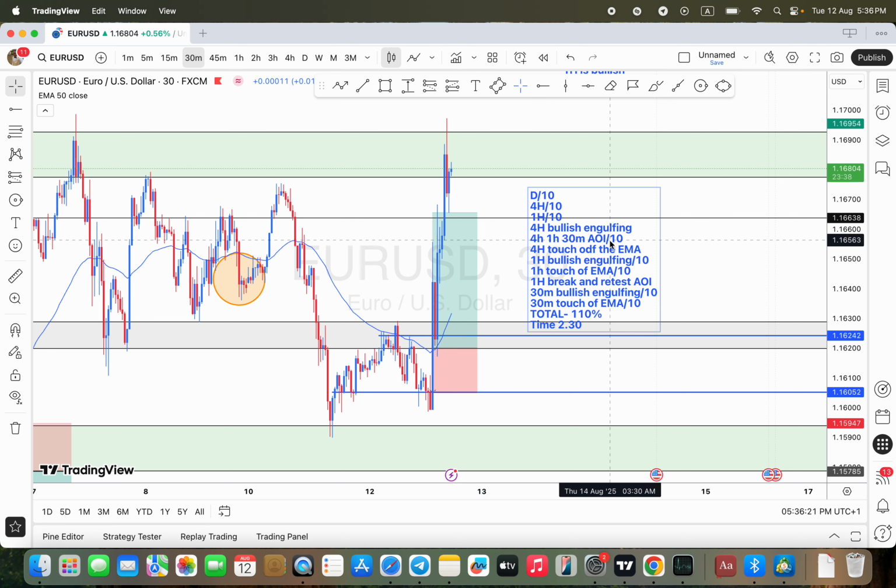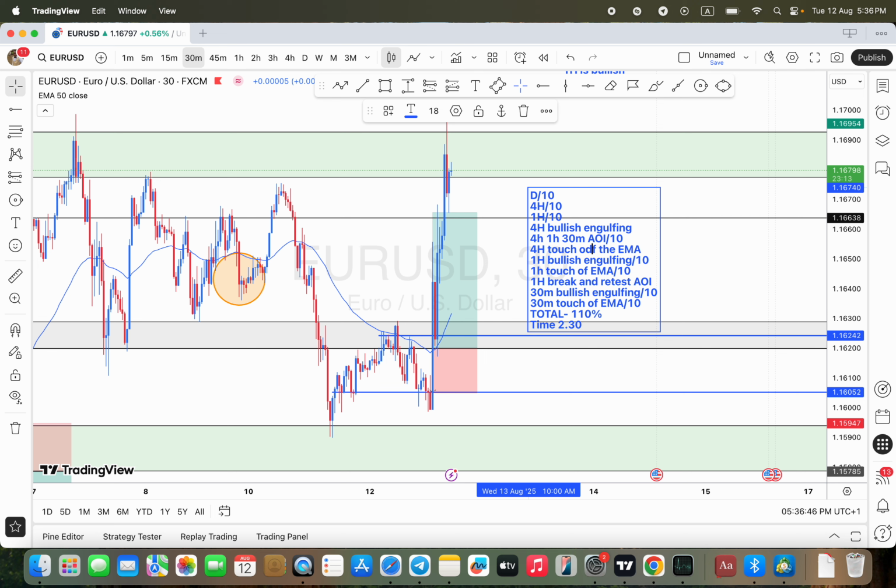This AOI is area of interest. All of this level here, I consider it as 10%. So what do we have? We already have 30% here. Bullish engulfing candle, 40%. 4 hours, 1 hour, 30-minute area of interest, 10%. 4 hour touch of EMA.